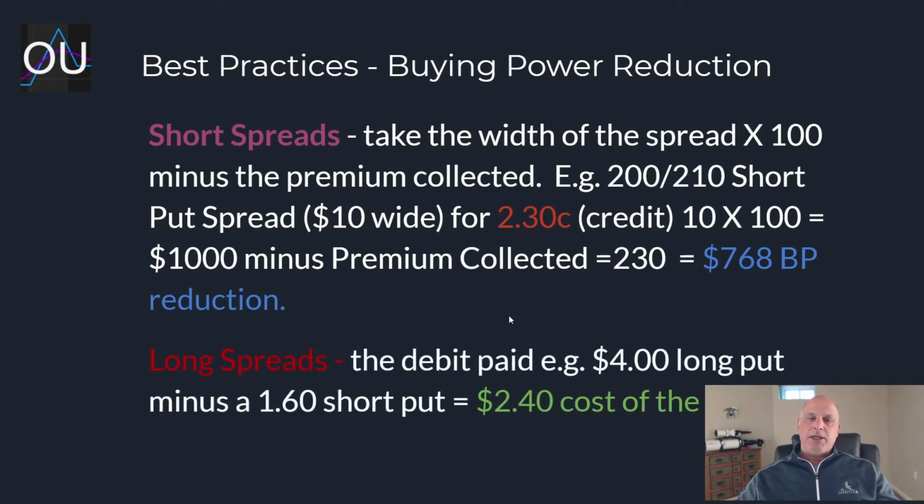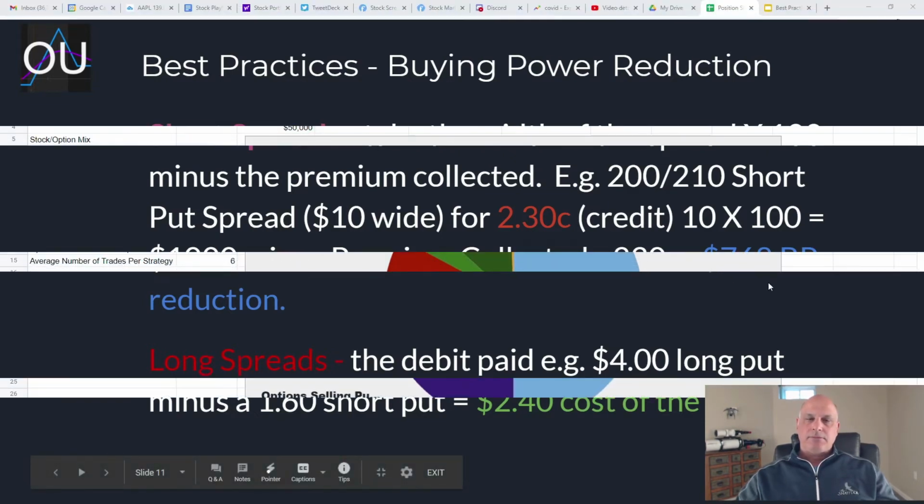And then long spreads, basically, the long spread is the debit you paid. So let's say that you are paying a price of $4 for the long put minus the 160 short put. That would give you a $2.40 cost of the trade. So long spreads are much easier to calculate.